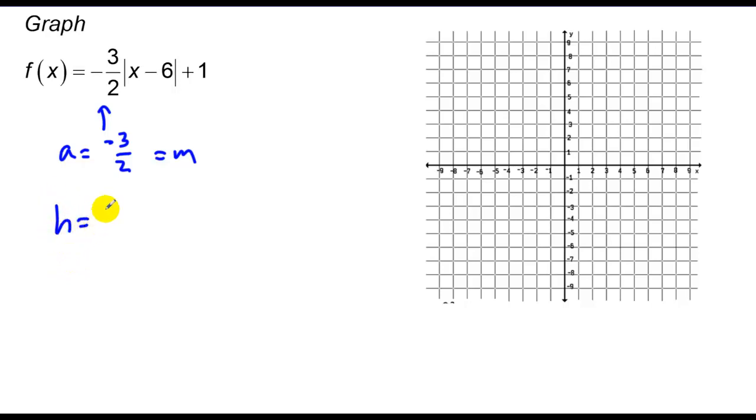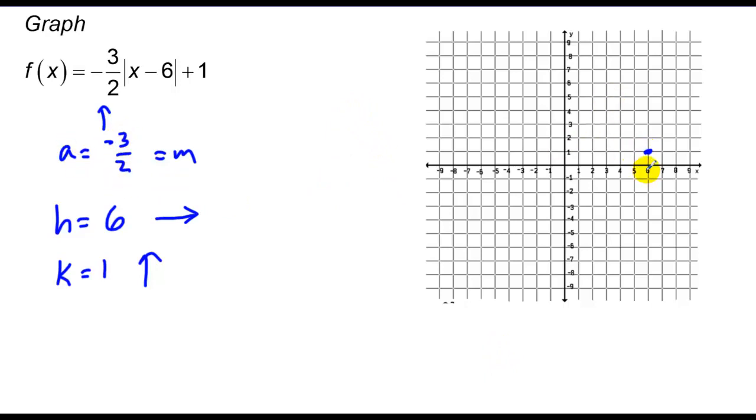So h is equal to a positive 6, which means my vertex moves to the right 6. And then following this plus sign is my k value. So k equals 1. Therefore, if I move over to 6 and up 1, I'm getting that vertex point on my absolute value graph. And then from that point, I have a slope of down 3 and over 2.